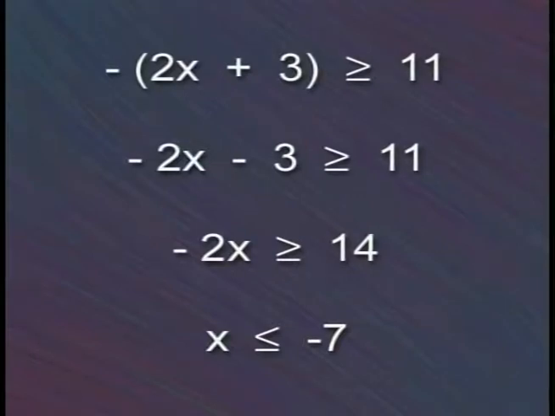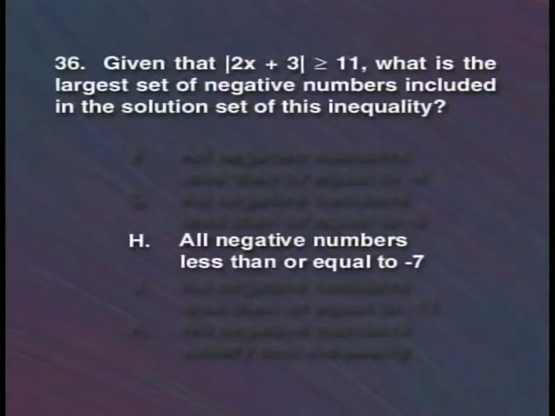Add 3 to both sides. Negative 2x is greater than or equal to 14. Finally, divide both sides by negative 2, and remember to reverse the sign of inequality. The final answer is x is less than or equal to -7. This answer corresponds to option H.